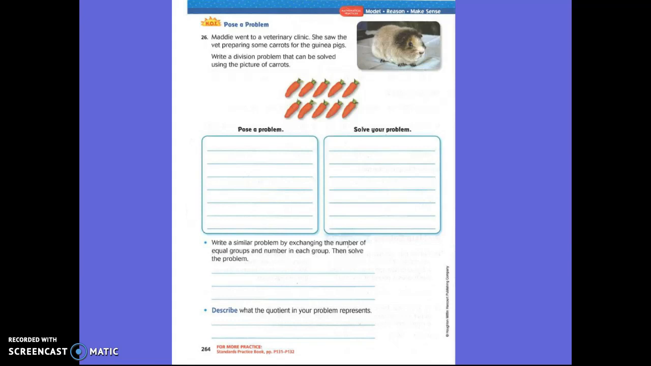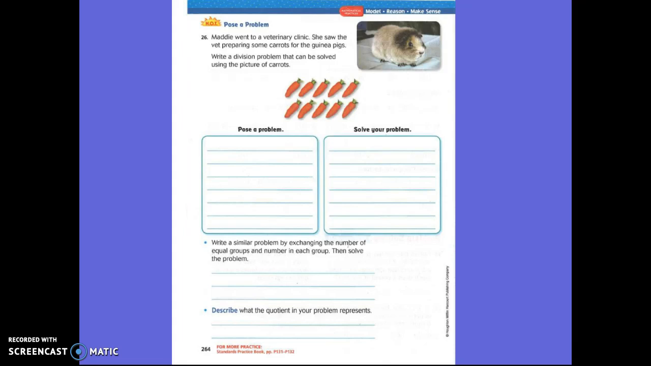Okay, so think about a problem. Now this is a division problem, remember. So we need a big number and then a small number, and then we're going to divide it. Now look at the carrots that you have too. That's probably going to be one of your numbers. Okay? And it says that she saw the vet preparing carrots for guinea pigs, so you're probably needing to use that information in the story. Jacob?